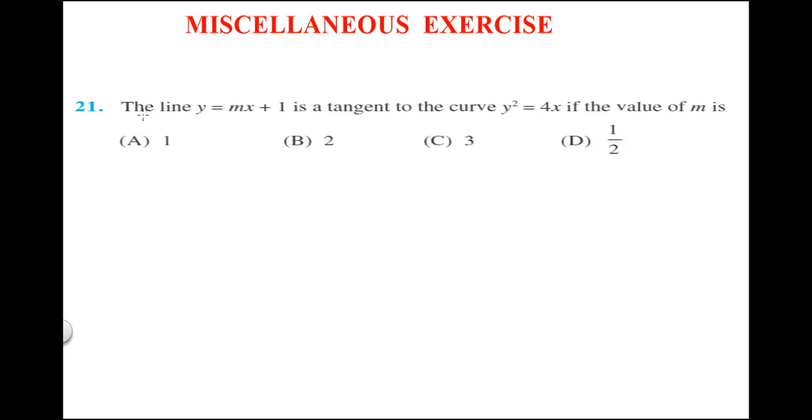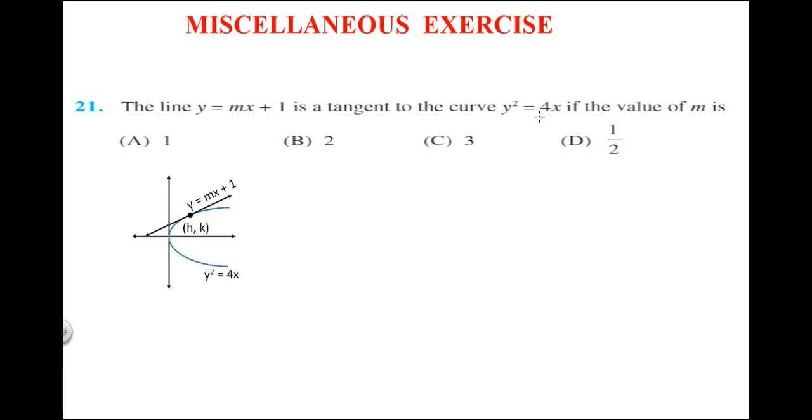In question number 21, it is given that the line y equals mx plus 1 is a tangent to this curve. So if this is a tangent to this curve, the slope should be equal. The curve is y square equals 4x. Let us first draw the diagram. As you can see, y square equals 4x will be a parabola along the x-axis, and we have to take y equals mx plus 1 as a tangent to this curve. Clear? Now let us suppose the point at which this tangent is made is h comma k.